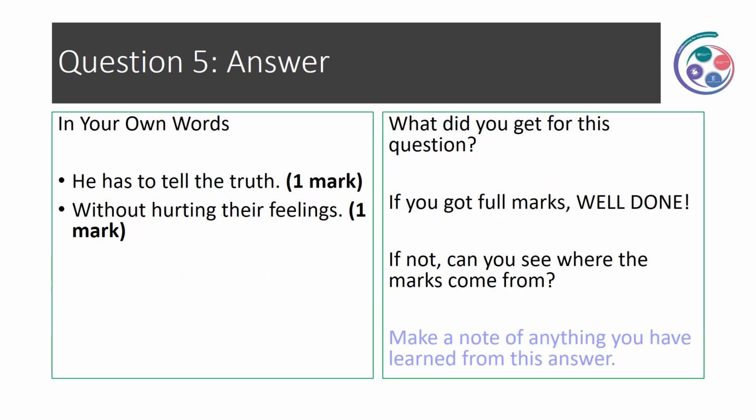Answer to question 5 then. You would get the first mark for saying that he has to tell the truth. Then your second mark would come for identifying that he has to do it without hurting their feelings. So again, did you get full marks for this question? If you did, brilliant. And if not, can you see where the marks come from? Make a note of anything that you've learned from this answer.